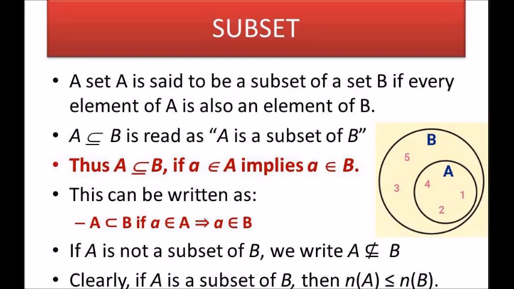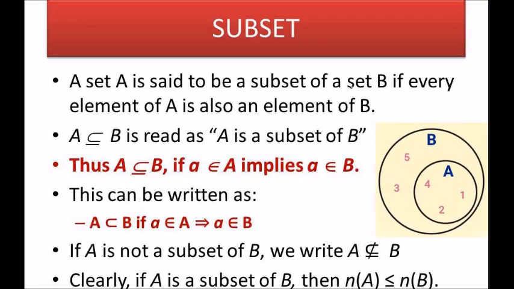Consider the following two sets. Set A is equal to {1, 2, 3, 4, 5, 6, 7, 8, 9, 10}. Set B is equal to {5, 6, 7}. Look at the two sets. Here, all the elements in set B are also present in set A. That means B is a subset of A.